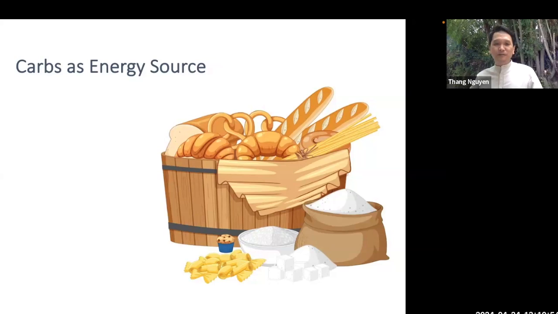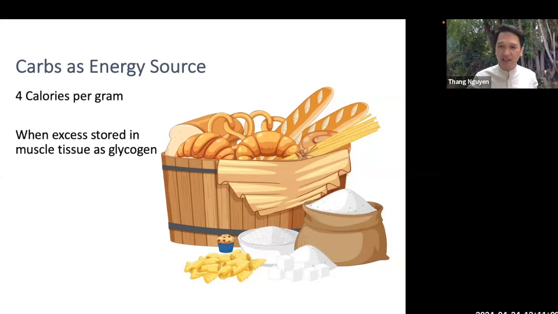All right, so we said that they are the primary source of our energy. So how much energy? They give us 4 calories per gram. But what happens to the energy that is not used right away? We store it, as I said in the previous slide, in your muscle tissue as glycogen. And glycogen is a limited amount. You can't store everything as glycogen. What happens when we eat way too much, and we have a lot of excess of sugar, a lot of excess of carbs? They then are stored in your body as fat.